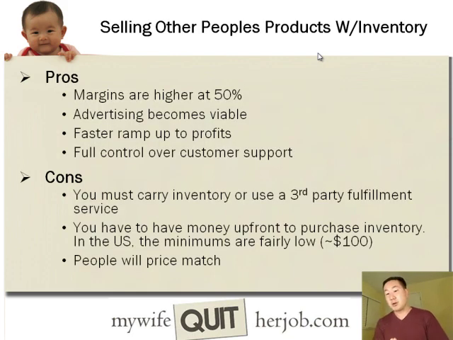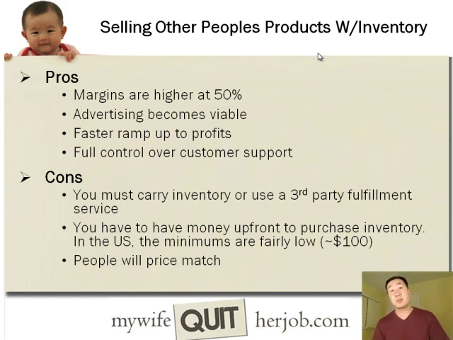Now, the pros of carrying inventory, of course, are that the margins are much higher. Typically, at least in the US, margins are going to be on the order of 50%. And at this margin level, paying for traffic or advertising becomes viable because you have higher margins, and as a result, you're going to get a faster ramp up to profits. You don't have to wait for the SEO engine to kick in. You can start generating some instant traffic to your site. And because you're doing your own shipping and fulfillment, you have full control over your customer support.